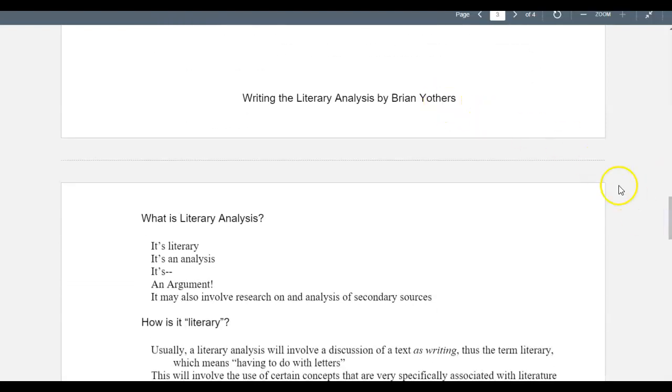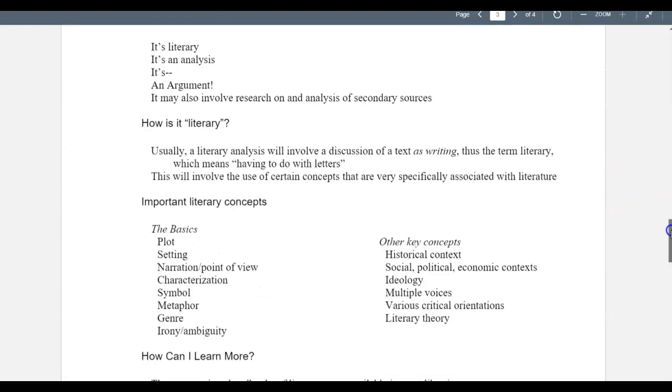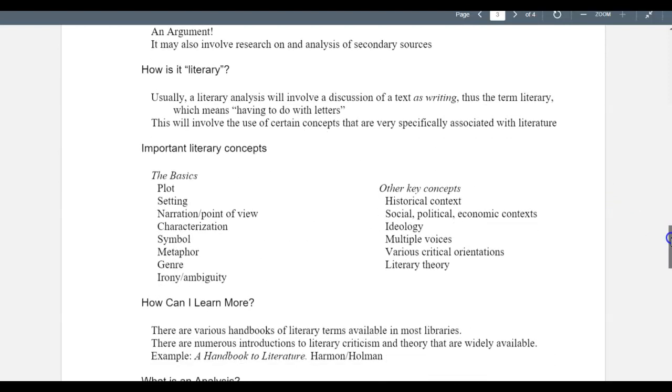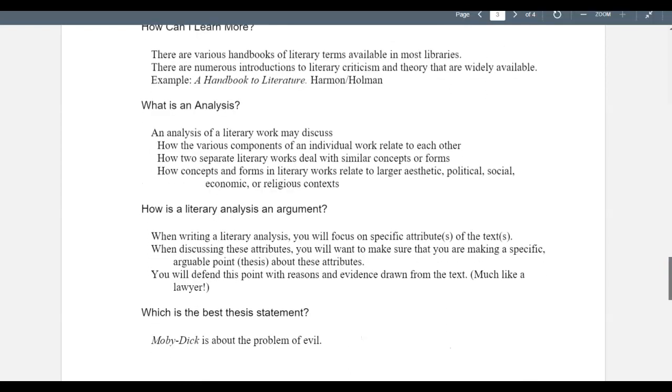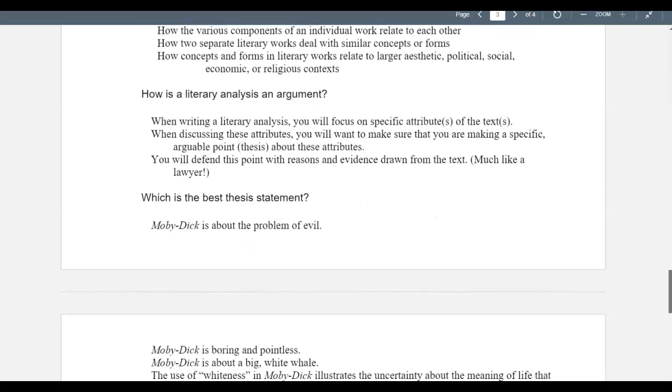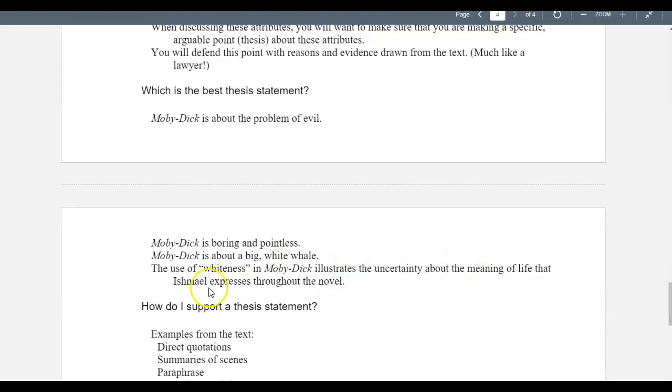And Brian Yothers goes on and makes this comment. This is who did this particular handout. And how to approach it, ideas that you look at, what you need to do, and then the best thesis statement. I know you're saying, well, this is just because it's longer. No, it's because it's more to the point and offers an idea that has to be argued. The use of whiteness illustrates the uncertainty about the meaning of life that Ishmael expresses throughout the novel.